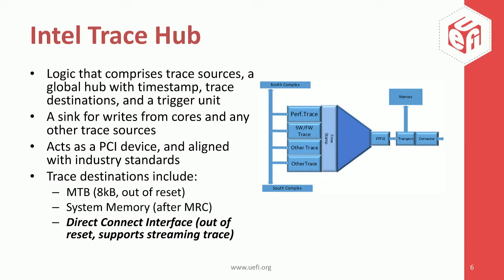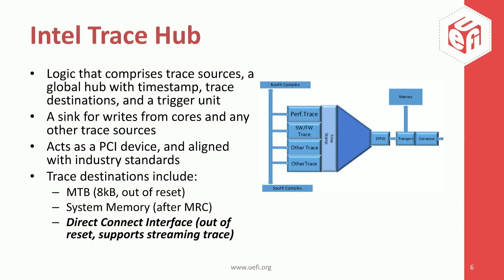So it's somewhat constrained. It's a small 8 kilobyte trace buffer. It has the plus up that it is available out of reset, though. You can also send your Trace Hub trace data out to system memory on the target itself. The good part of that, of course, is there's maybe a lot of gigabytes of memory available to you. The restriction, of course, is that the memory must be initialized, right? So that only becomes available as a trace destination after the memory reference code is completed.